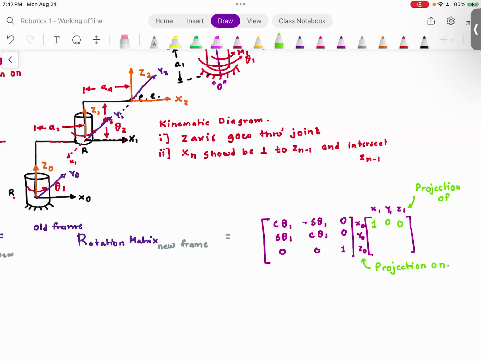You agree with me? Projection of x1 onto z0, 0. Correct? X1 has no relation whatsoever with z0. Projection of y1 onto z0, 0. Projection of z1 onto z0, 1. Everyone understood this?